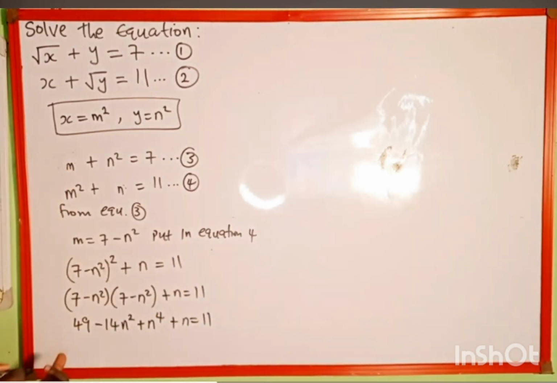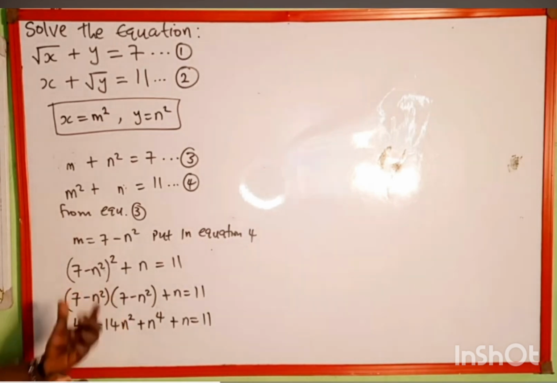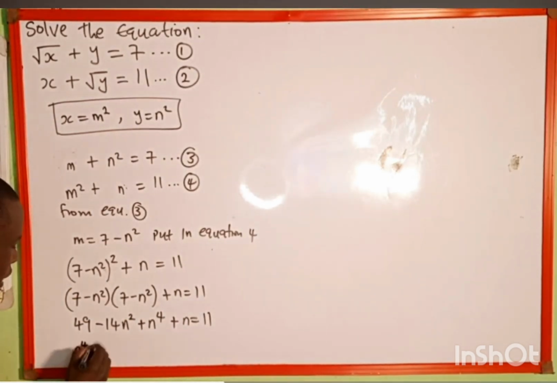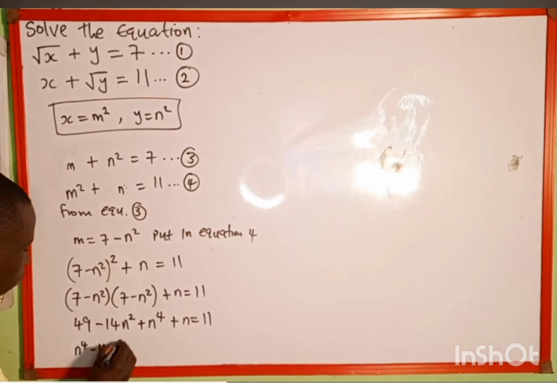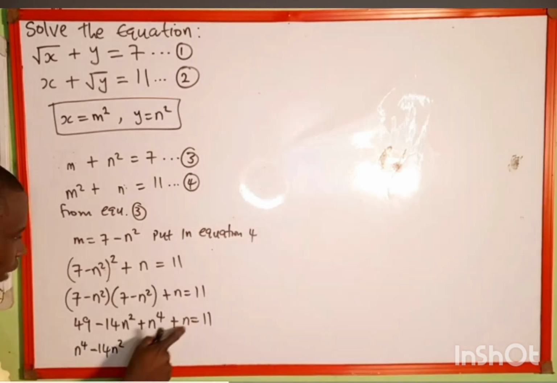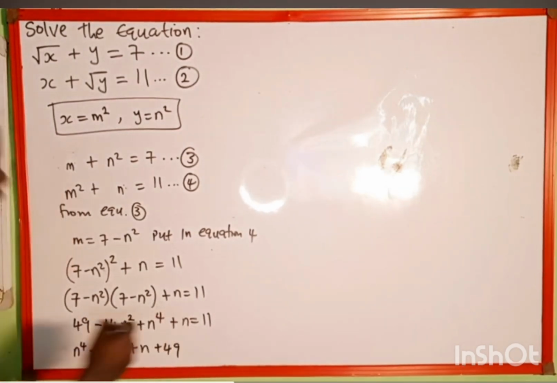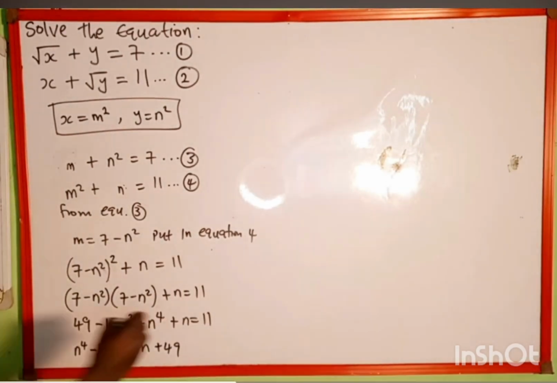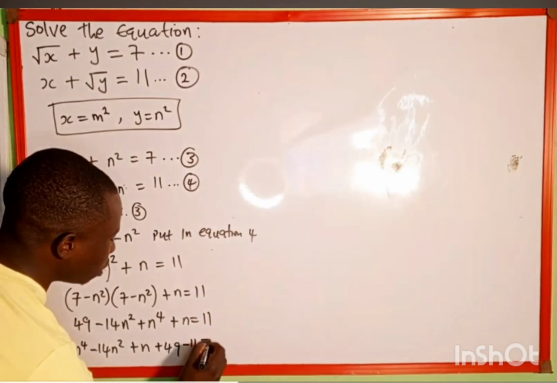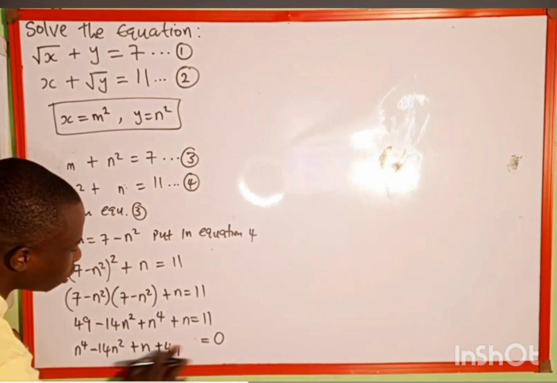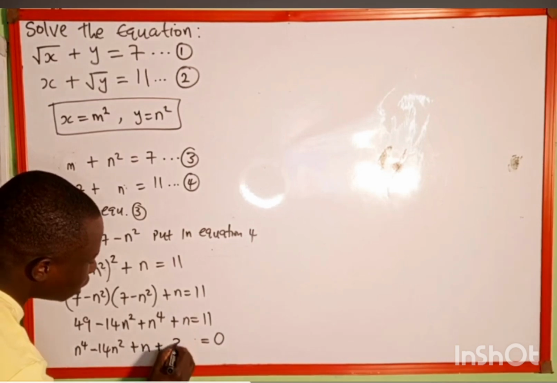Now we're going to rearrange this equation starting from the term with the highest power. The highest power here is n to power 4, then minus 14n to power 2, then we have plus n, then plus 49. When we take this 11 to the left hand side, it becomes negative 11, which is equal to 0. So here we have 49 minus 11. When you take away 11 from 49, we're left with positive 38. So we replace this with 38.